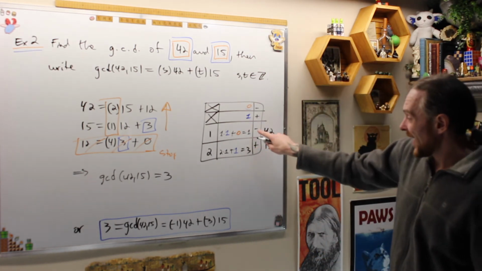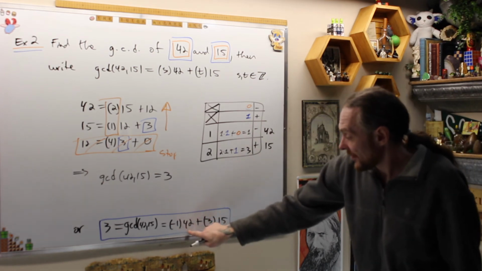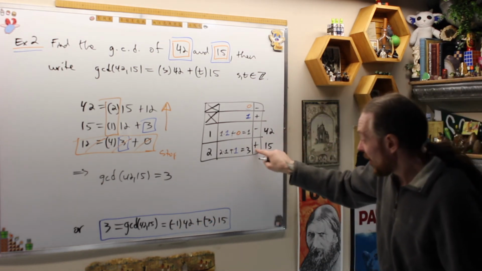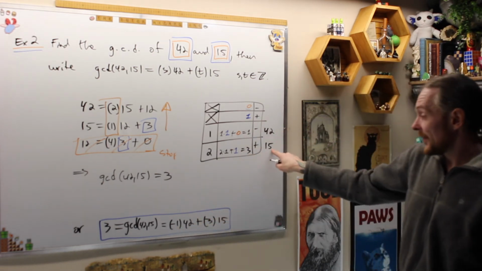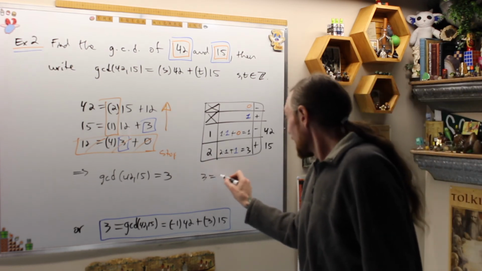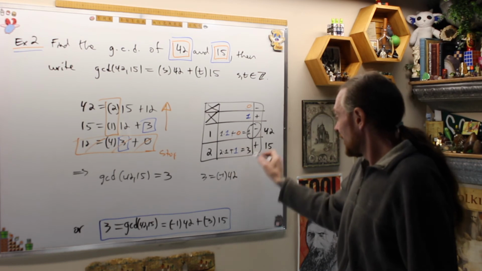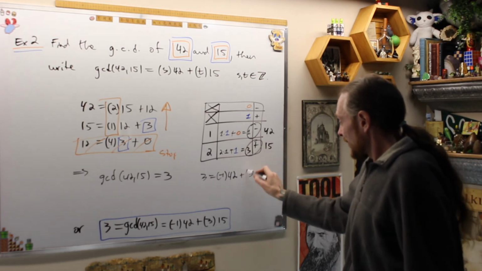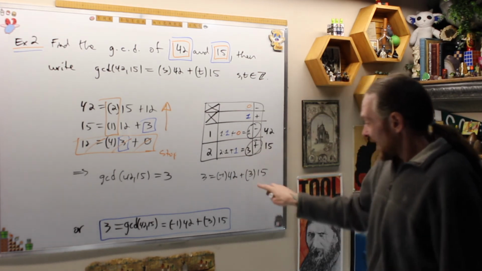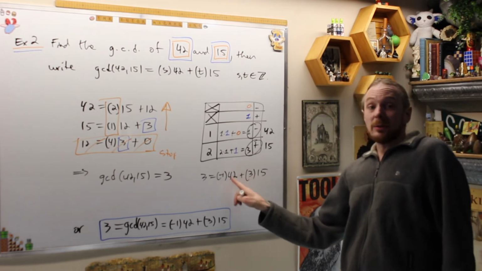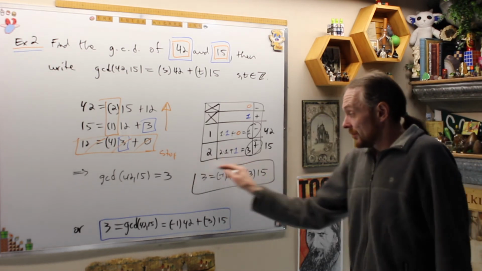And what does that say? That exactly tells me I have a negative 1 in front of the 42, and I have a positive 3 in front of the 15. So this tells me that 3 is equal to negative 1 times 42 plus positive 3 times 15. And again, 45 minus 42 is 3, equals is equals.